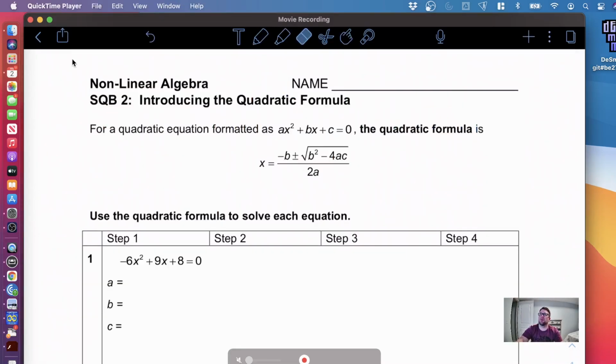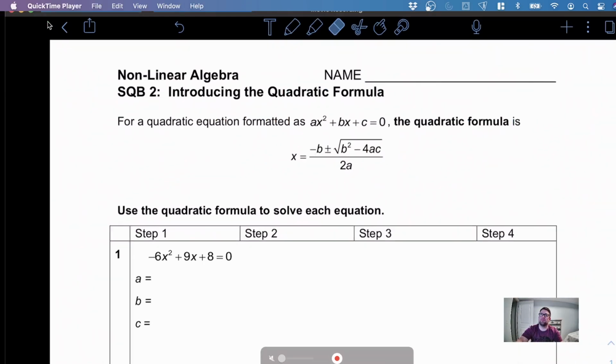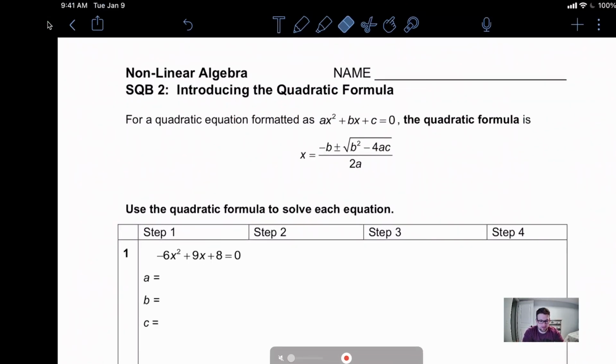Today we're going to be going through and talking about SQB2, which is introducing the quadratic formula. Now, it says for a quadratic equation that's formatted in this manner, this is always how we like to see these formatted, the quadratic formula is written as this.